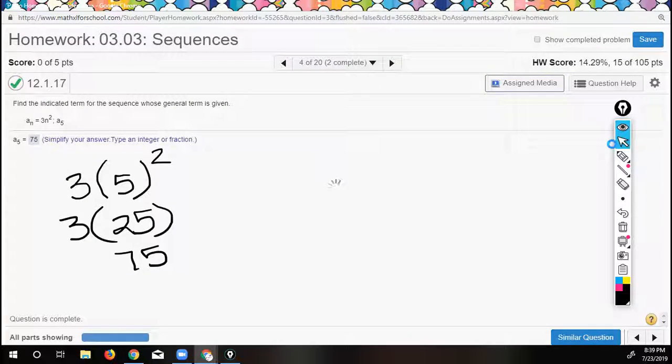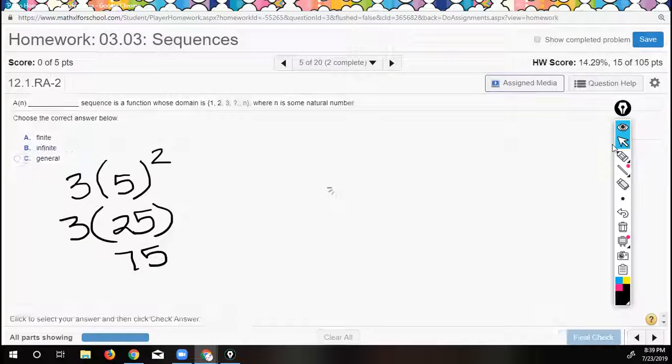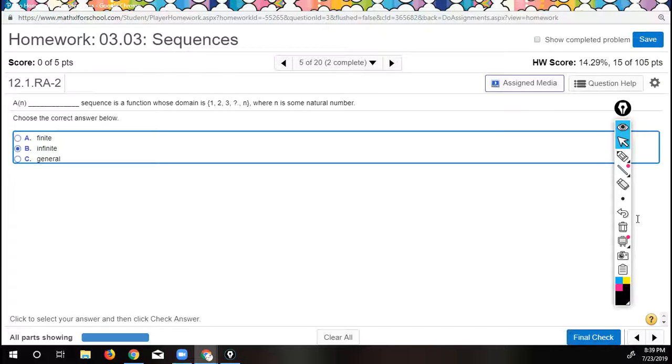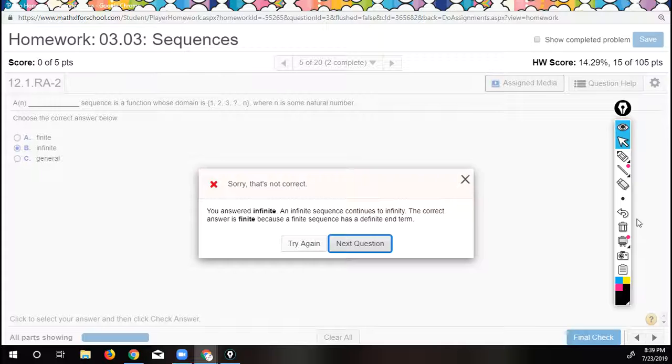Yay, that's right. Okay, then we're going to skip to 5. What sequence is a function whose domain is 1, 2, 3, where n is some natural number? I'm going to guess infinite because it keeps going. That's wrong. My bad. Oh, because it has an n term. Okay, so let's try again.